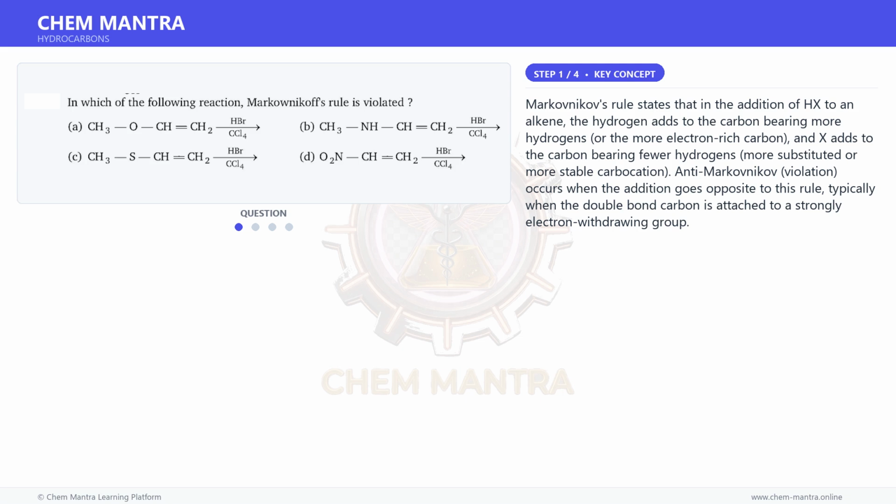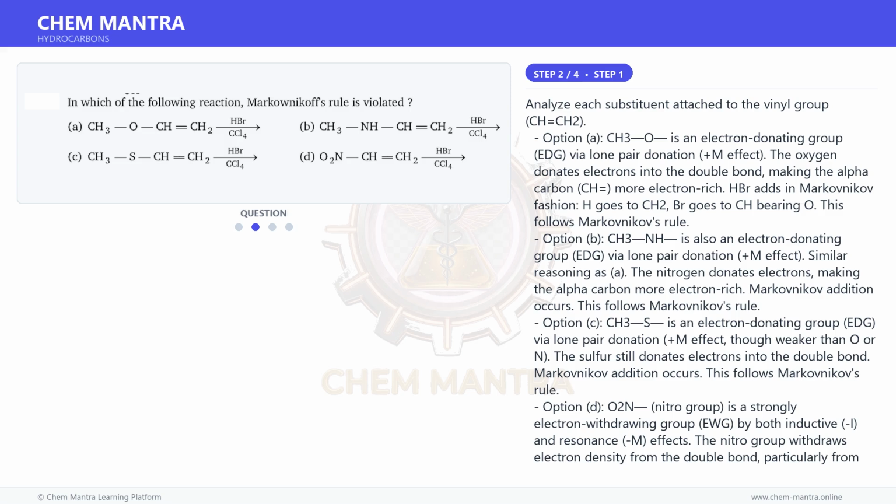Anti-Markovnikov violation occurs when the addition goes opposite to this rule, typically when the double bond carbon is attached to a strongly electron-withdrawing group. Moving on to the next step. Analyze each substituent attached to the vinyl group, CH=CH2.